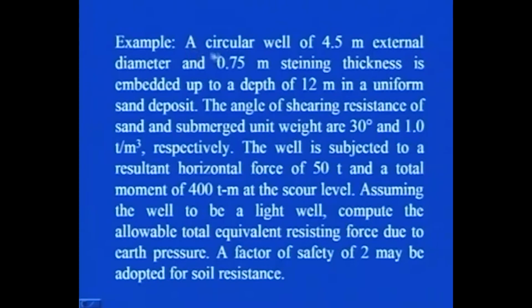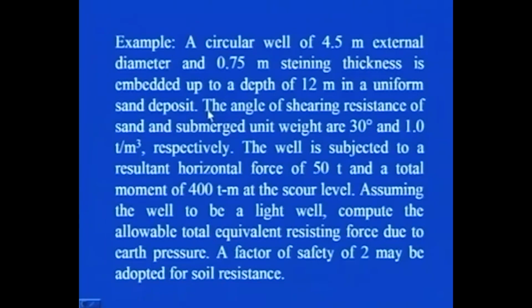So it says that a circular well of 4.5 meter external diameter and 0.75 meter steining thickness is embedded up to a depth of 12 meter in a uniform sand deposit. So the value of D is 12 meter. External diameter of the well is 4.5 meter and steining thickness is 0.75. So internal diameter of the well will be 4.5 minus 2 times 0.75, that is 1.5, so internal diameter will be 4.5 minus 1.5, that is 3.